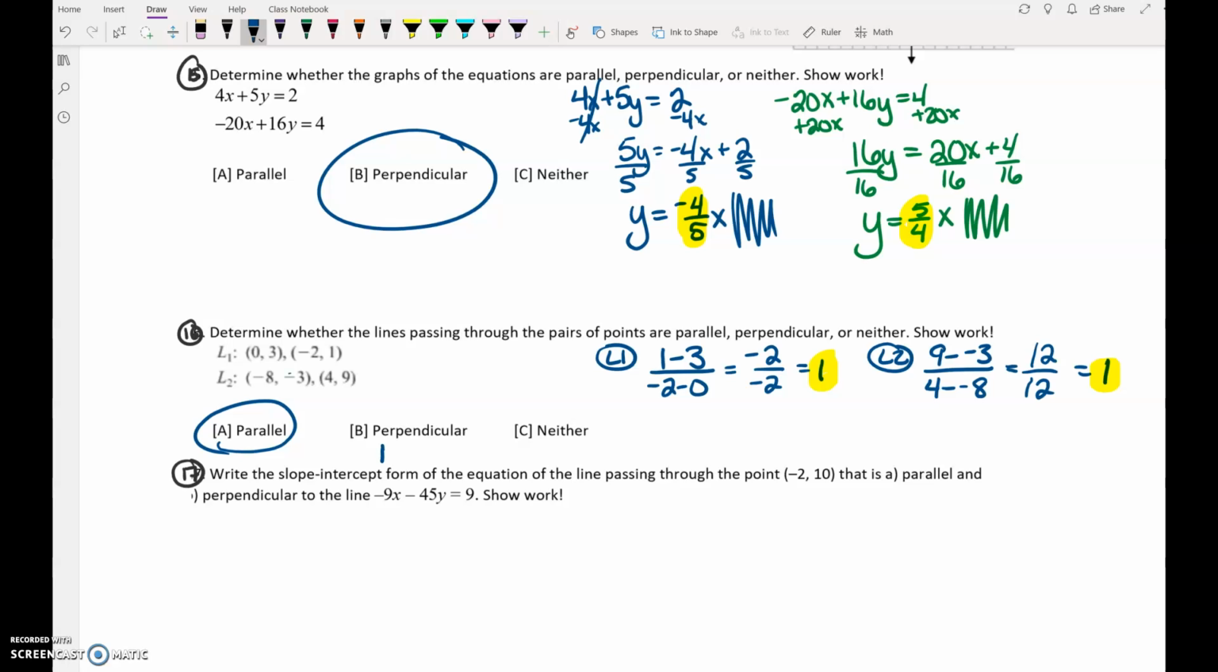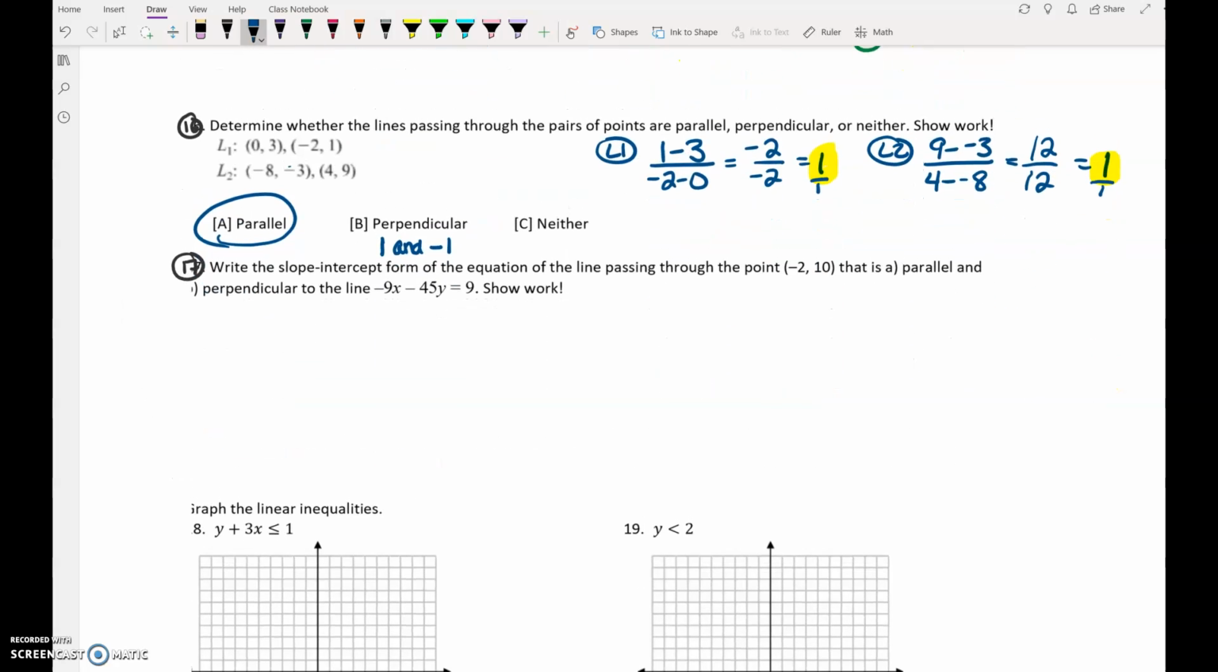Perpendicular slopes, 1 and negative 1 would be perpendicular slopes because one's positive, one's negative, and if you take 1 and take the reciprocal of it, it still is 1 over 1. So 1 and negative 1 would be opposite reciprocals in that case.